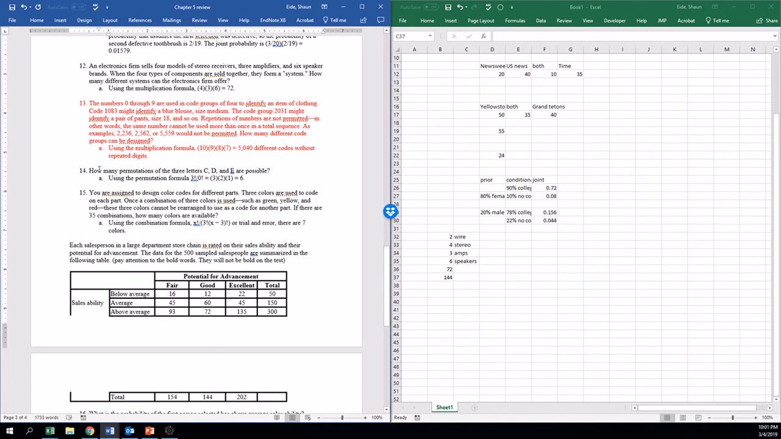Alright, so how many permutations can be made from the 3 letters C, D, and E? In order to do this, you pull up the permutation formula. The permutation formula is going to be 3 factorial over 3 minus 3 factorial.